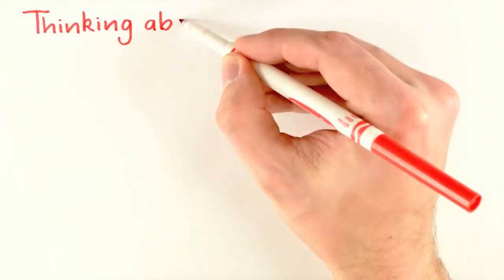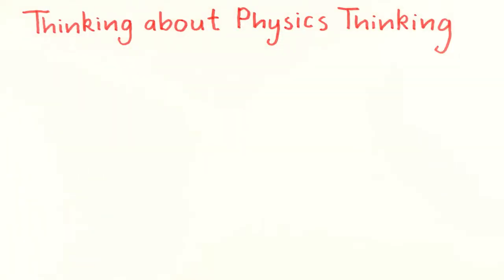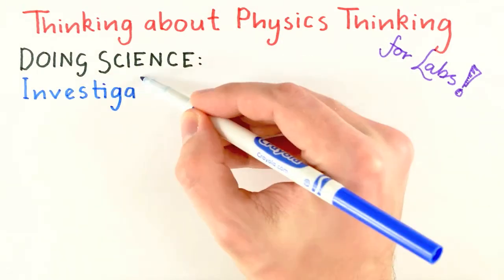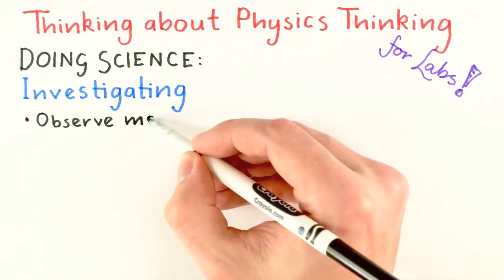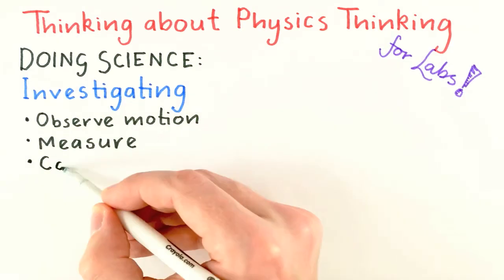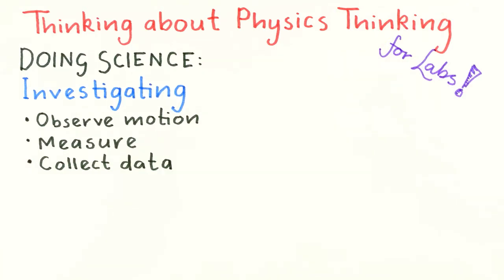Finally, let's chat a bit about how to think about the physics thinking in our labs, which are the centerpiece of our course. The labs are the place we have a chance to do science. One big element involves investigation, where we will typically observe motion, determine what needs to be measured, record observations on video, and, later, analyze that video to obtain motion data.